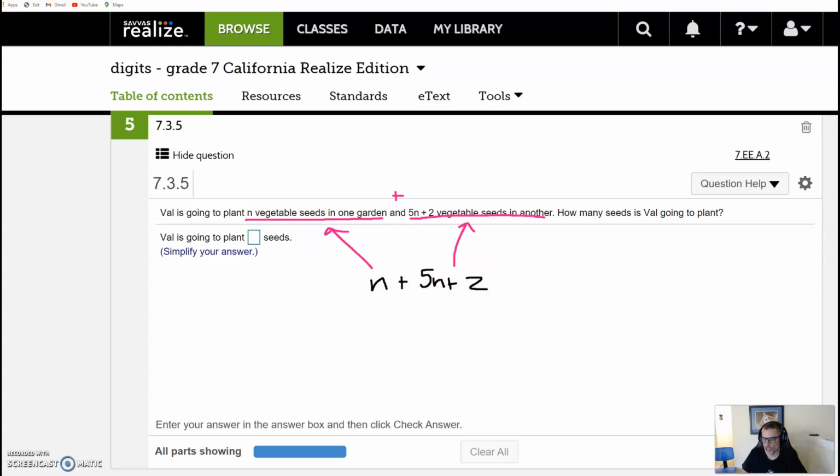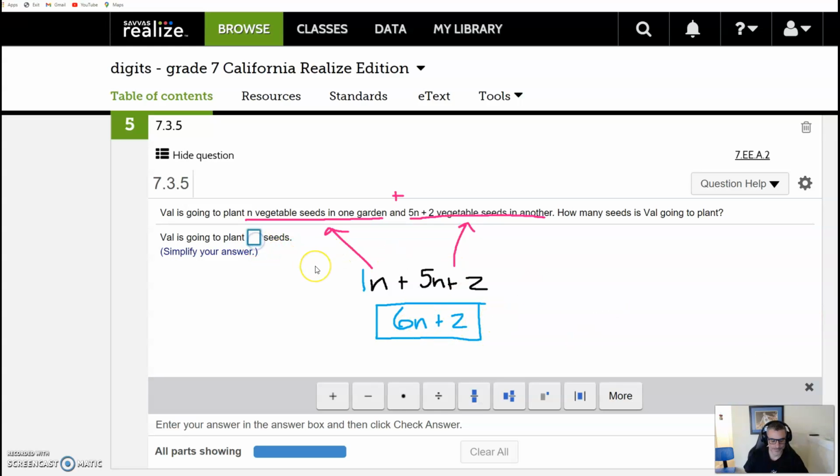Well, let's look for like terms. I have 1N. Remember, if there's nothing in front of it, it's a single n here plus 5 n's. So I have 6 n's total, and then I have only the one constant. So this expression right here is the simplified form of how many seeds. Oh, I just did it for you, huh? I said I wasn't going to do it, and I did. This is how many seeds he has in total.